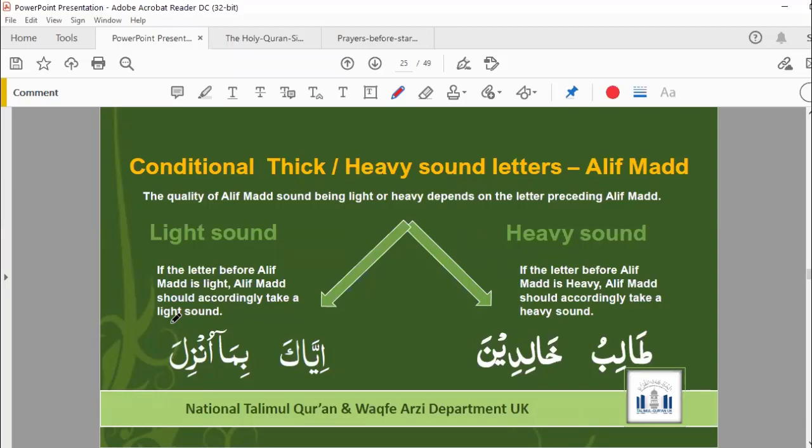We said alif, lam, and ra are conditionally pronounced with a thick sound. So this slide is about alif mad.